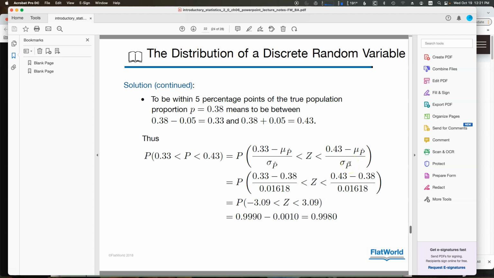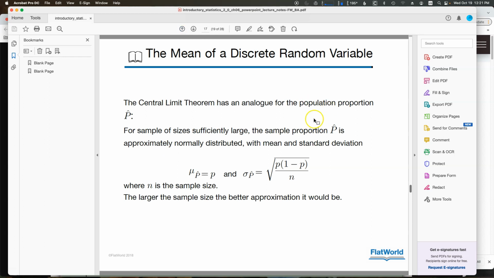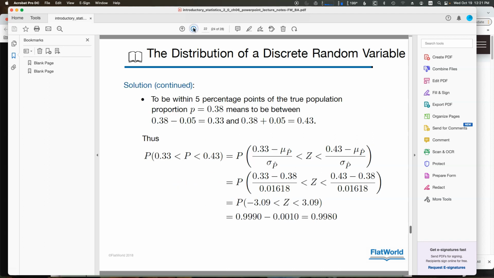Now, the question here would be, how did they get that 0.01618? Well, remember, we can calculate it right here. That would be the square root of 0.38 times 1 minus 0.38, divided by 900. And that should give us this value here. Not sure why they didn't write it out for us, but whatever. If we solve that, we get z scores of negative 3.09 and 3.09.